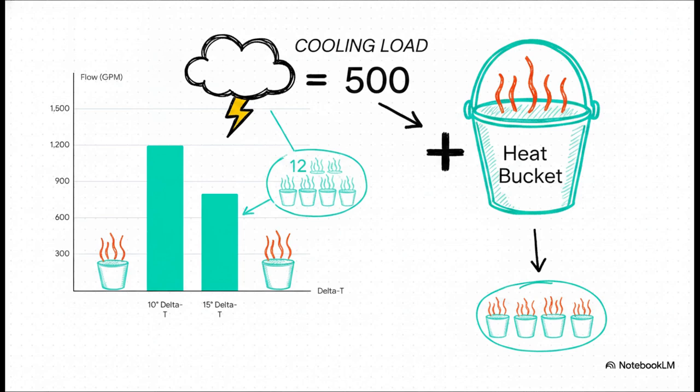Think of it using a simple heat bucket analogy. Imagine every gallon of water is a bucket. A larger delta T just means each individual bucket is physically carrying a much heavier load of heat. Because each bucket is pulling its weight more effectively, you naturally need way fewer buckets to do the exact same 500-ton job. The cooling load didn't change a single bit, only how the heat was transported changed.